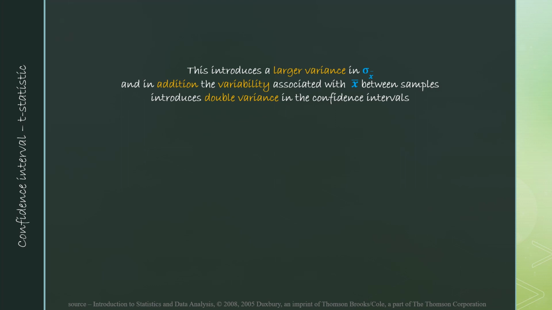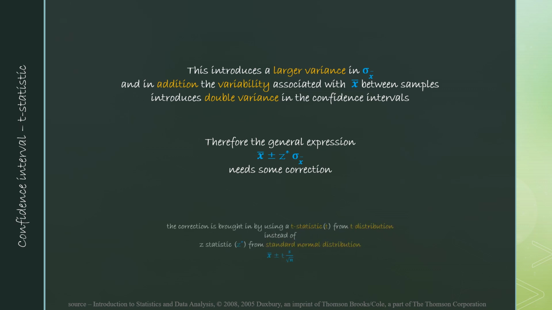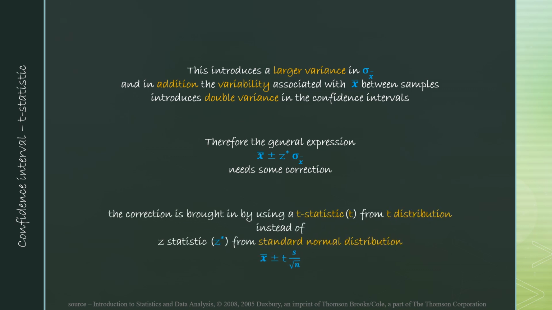This introduces the larger variance in sigma x bar. And in addition, the variability associated with x bar between samples introduces double variance in the confidence intervals. Therefore, the general expression x bar plus or minus z star times sigma x bar needs some correction. The correction is brought in by using a t-statistic from t-distribution instead of z-statistic from standard normal distribution in the above expression, as in the general expression for confidence interval equals x bar plus or minus t times s divided by square root of n.